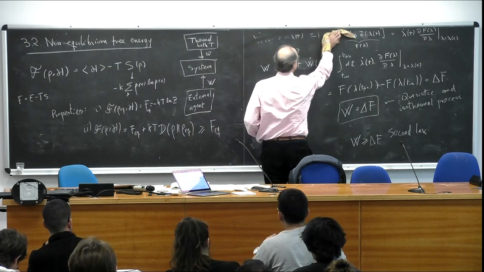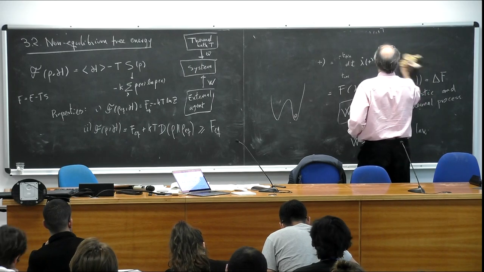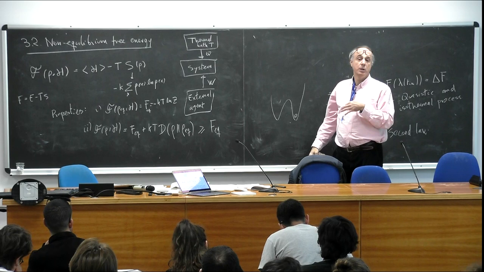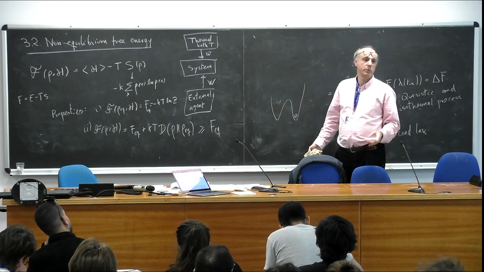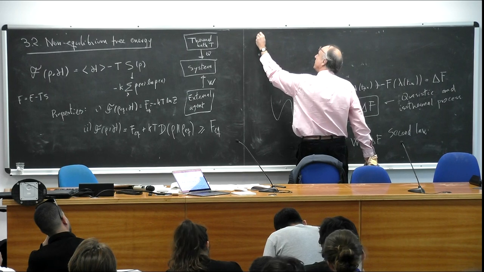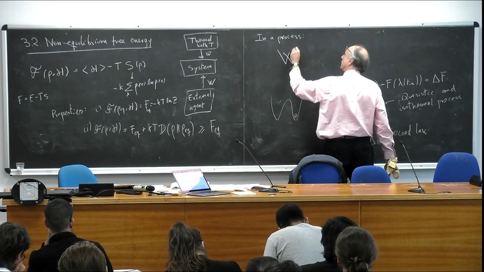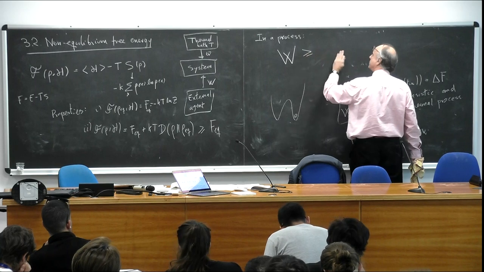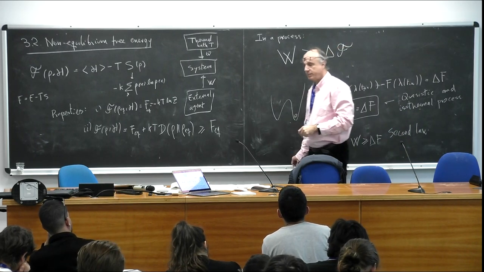And the final property, or the most important property, is what it's going to allow us to use non-equilibrium free energy to quantify, to obtain the energetics of processes where information is important. Well, this is not a property. This is just the main result: in a process, the work needed to complete the process is always bigger than the increment of non-equilibrium free energy.